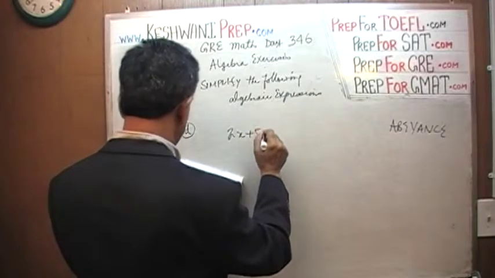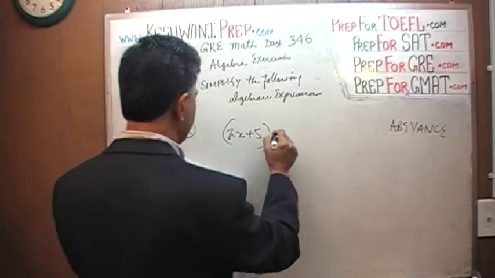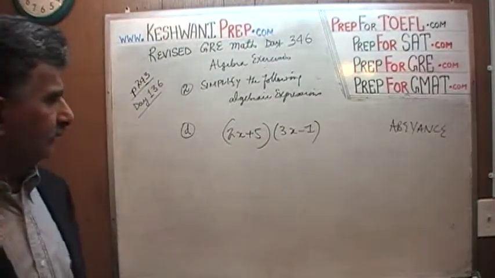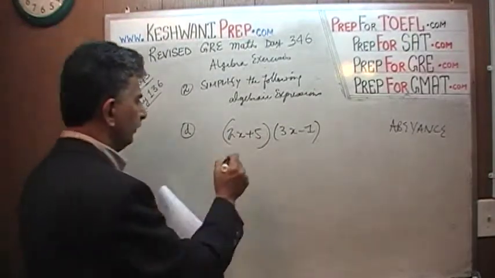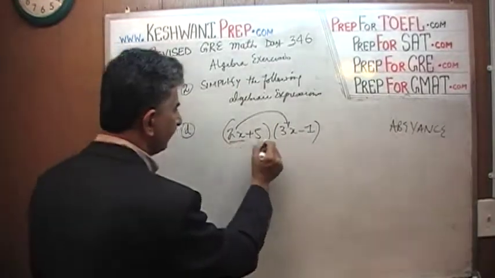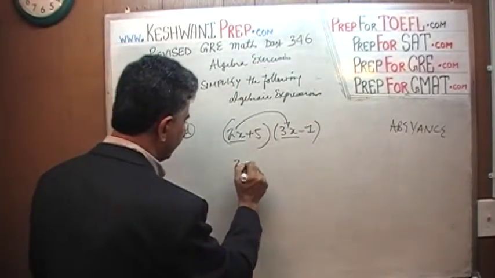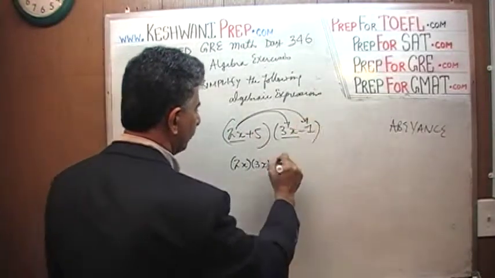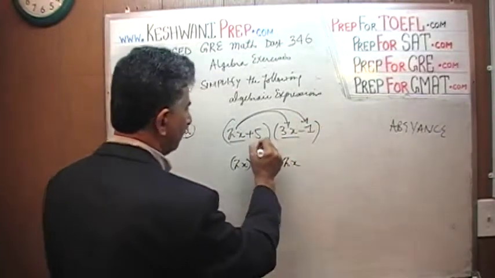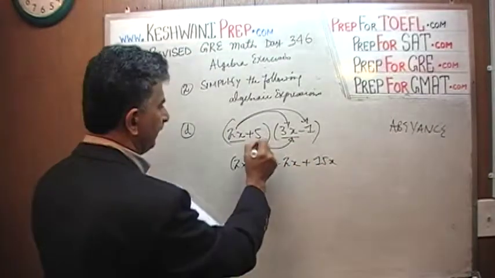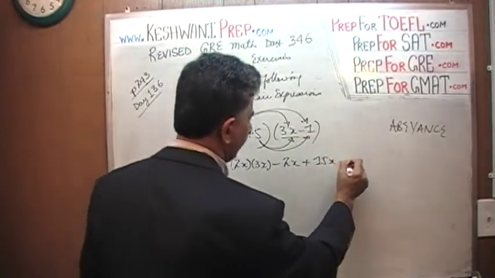2x plus 5 times 3x minus 1. So we multiply here. 2x times 3x is going to give us 6x squared. 2x times negative 1 is going to give us negative 2x. Positive 5 times 3x is going to give us positive 15x. And then 5 times negative 1 is going to give us negative 5.